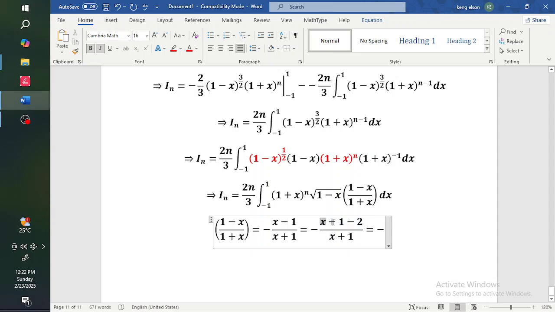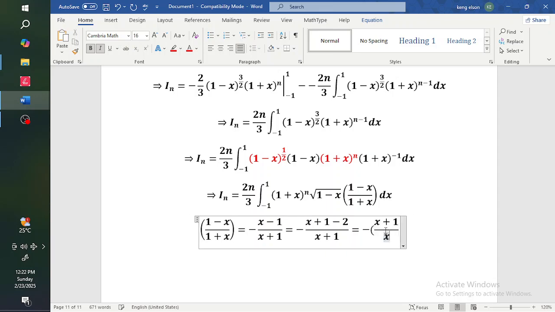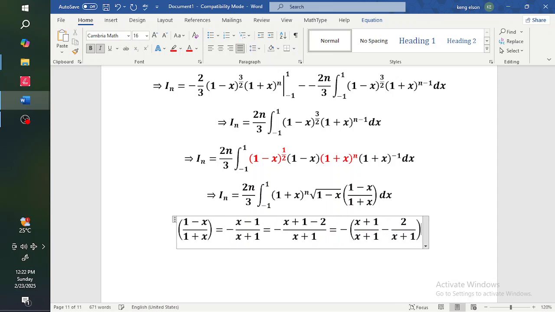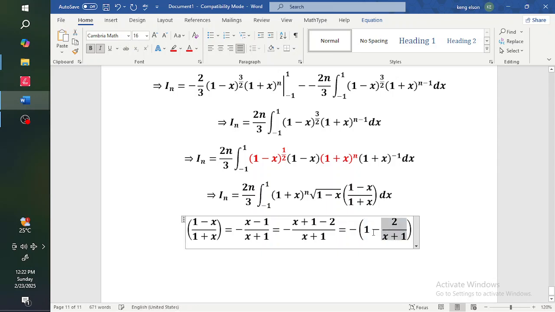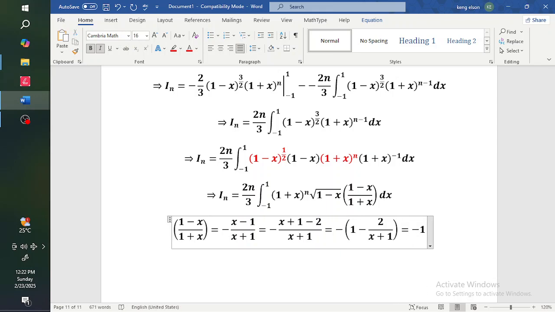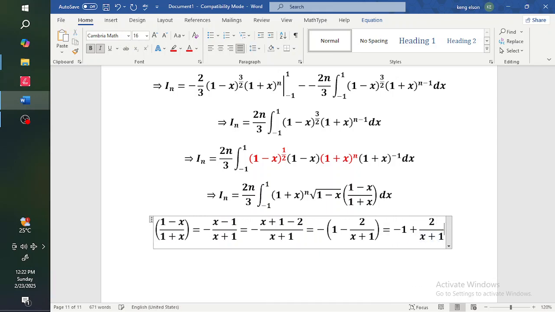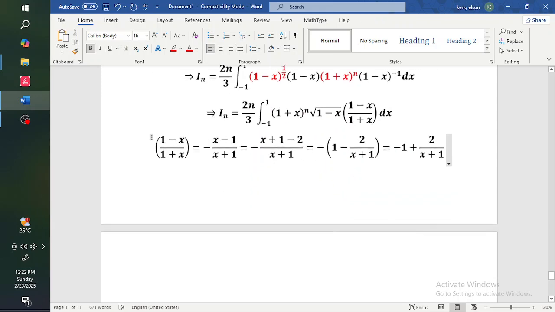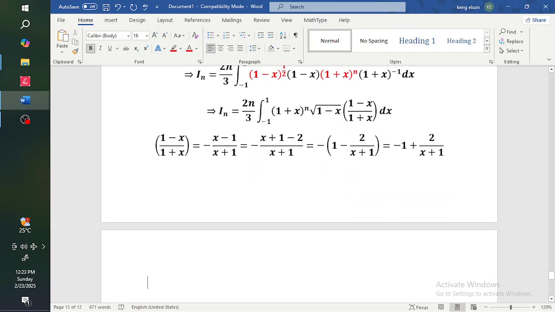we are going to have x plus 1 over x plus 1, then minus 2 over x plus 1. That is what we have. Now this gives us 1, and this just stays like that. If we now introduce this negative sign, I think if you do your long division, your answer is going to be negative 1 plus 2 over x plus 1. So this is going to be your answer. I was just trying to make a shortcut.